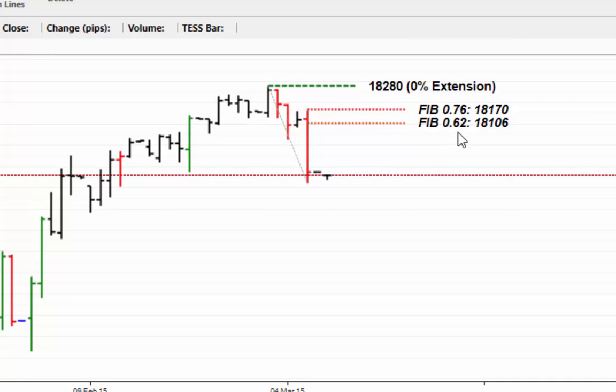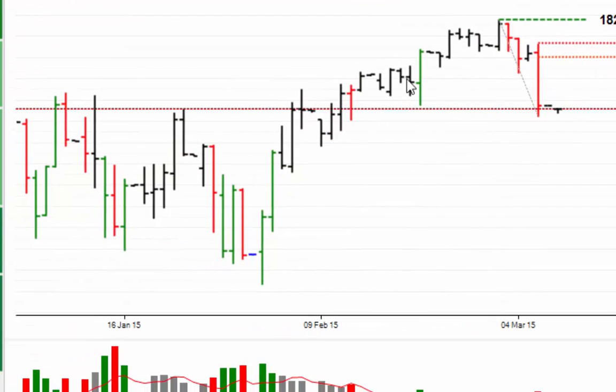What this has done is placed a 62 and 76% retracement on the screen. What I'm going to look for in this market is to see how well the upside momentum will cope with the 62 and 76% retracement. So if the market trades back up to this level and fails to close above the 76, or trades through and then closes back, that's going to indicate to me that this market is struggling. And you can see this over here.